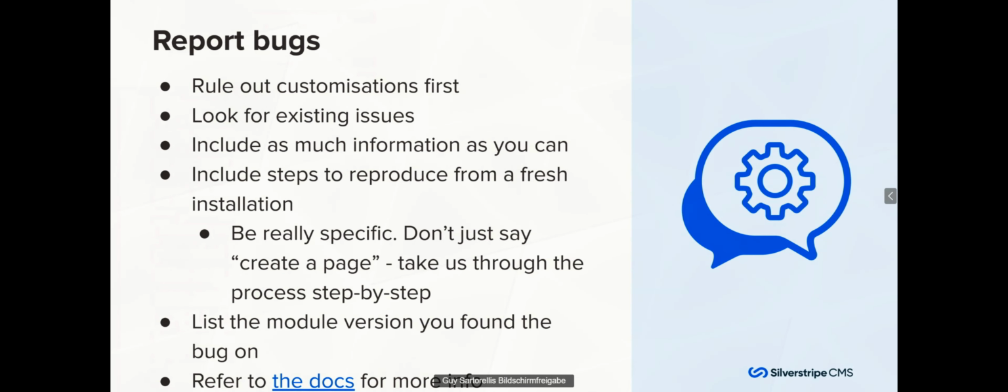Make sure you list the module version that you found the bug on, and if there are any other modules that are taking part in the bug, then list the versions of those as well. And then refer to the documentation. I've got a link here for more information. There's a lot more there about what to report and what information to include that goes beyond what I have in this slide.